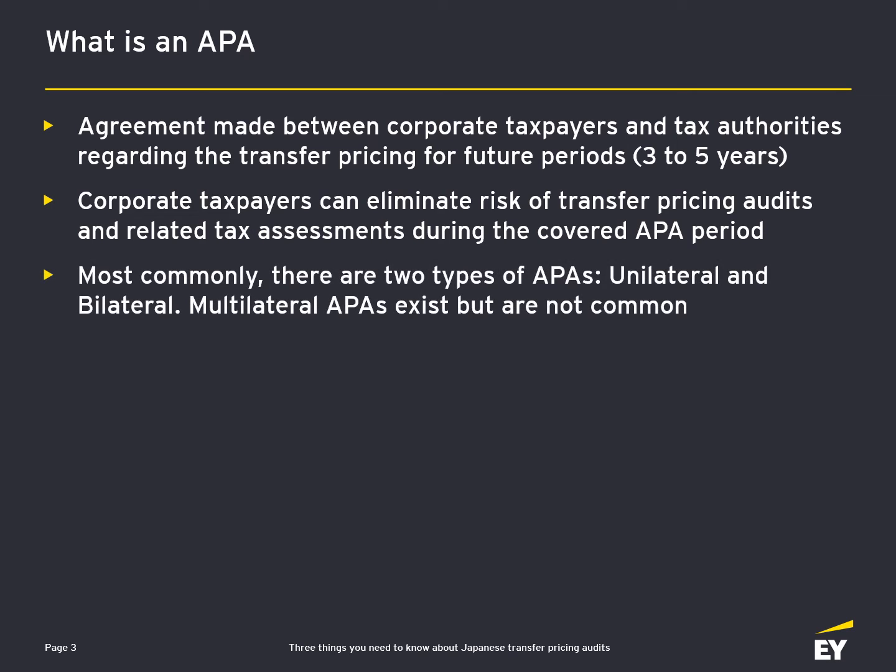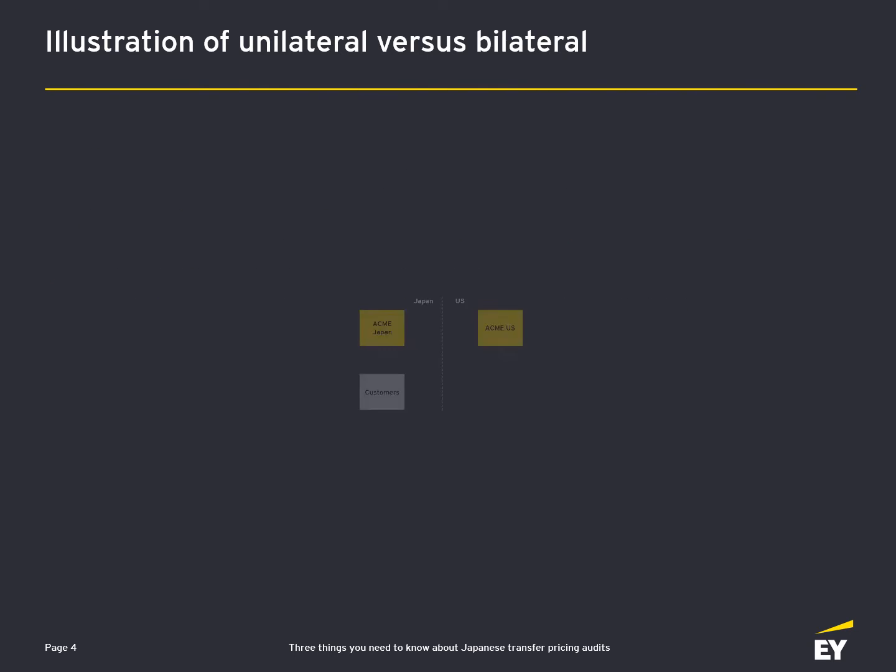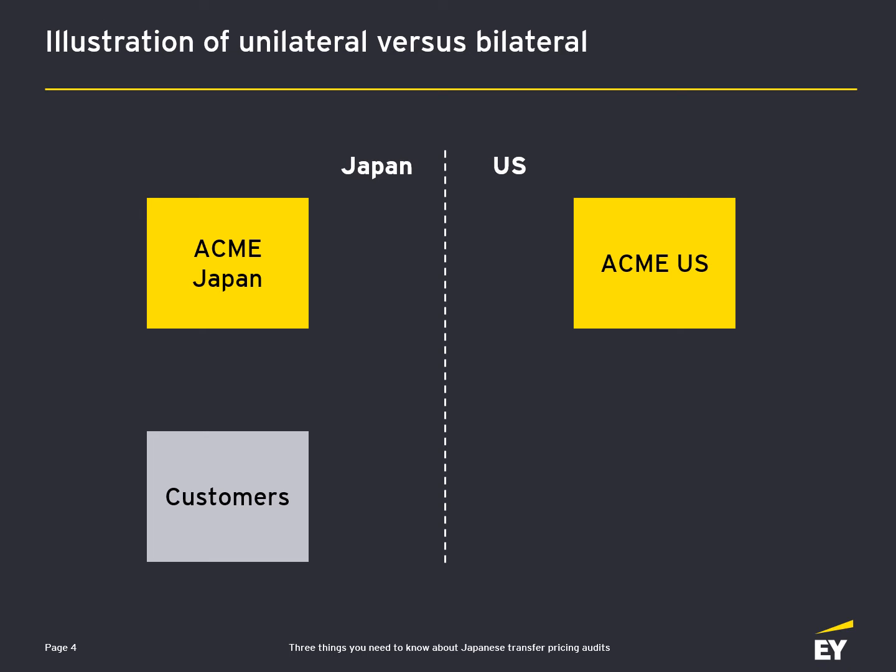There are mainly two types of APA, the bilateral APA and unilateral APA. Multilateral APAs are also possible but not so common and we will not be addressing them in this video. Now allow me to illustrate the two main types of APA. Acme US sells widgets to Acme Japan, who sells the widgets to customers in Japan. Under a unilateral APA, Acme Japan can agree the transfer pricing with the Japanese tax authorities.